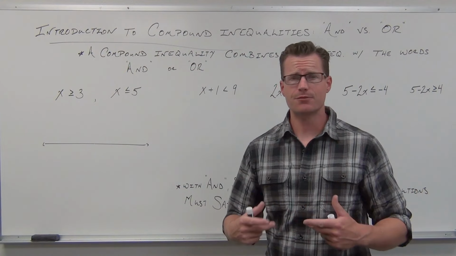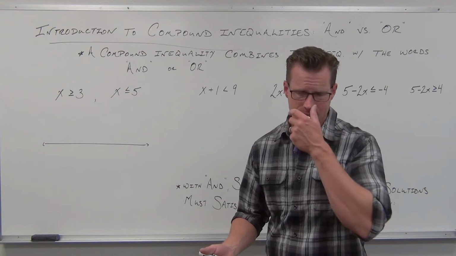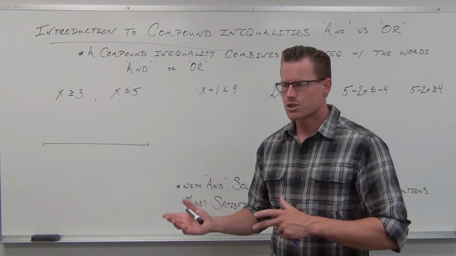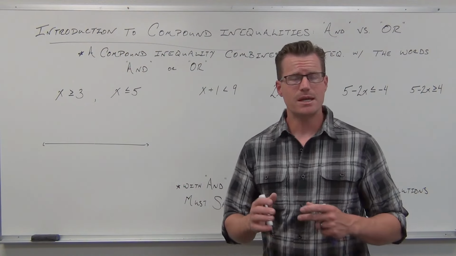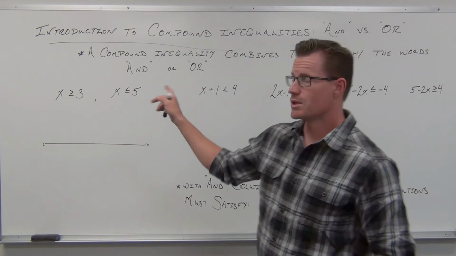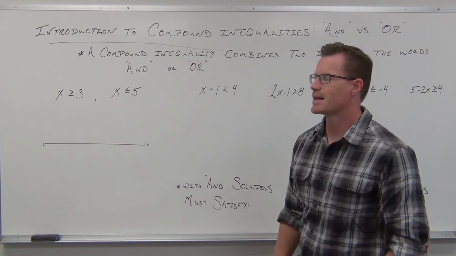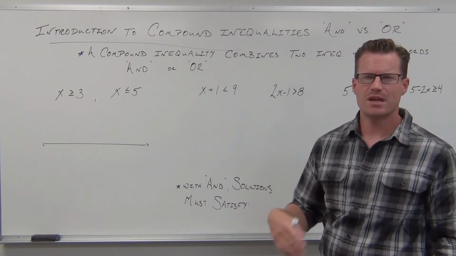And we're going to talk about the differences between those two words and how that plays out and how to solve these compound inequalities. Today in this video, we're just going to get a feel for what and means and what or means with a couple examples. So we're going to start with this. Let's look at these two inequalities. This x is greater than or equal to 3, and then also the x is less than or equal to 5. And I want you to start thinking about the numbers.